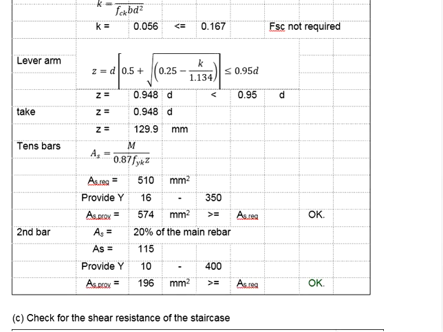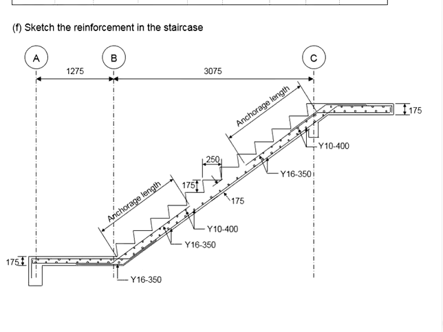Based on our previous design, the main reinforcement will be Y16 350. As for the secondary reinforcement, it will be Y10 400. The main reinforcement will be the reinforcement longitudinal to the span.